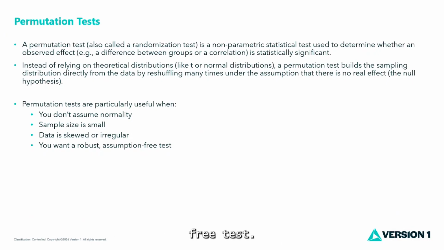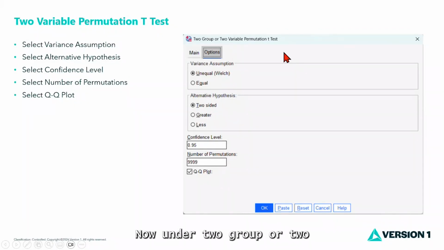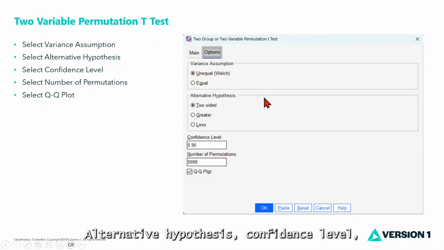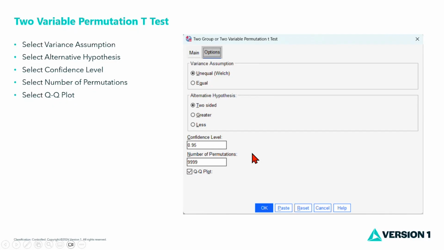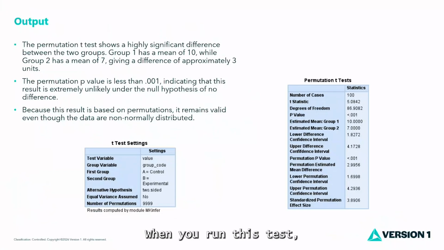a robust assumption-free test. Now, when you're in the dialog box, you'll take your numeric or scale variable, move it into the first test variable area, and then you'll include your grouping variable. Here, group code is the grouping variable, and I've included the codes here. Now, under two group or two variable permutation test, you also have options. So select your variance assumption, alternative hypothesis, confidence level, number of permutations, and whether or not you'd like a QQ plot. When you run this test, you will receive the t-test settings table and the permutation t-test table.